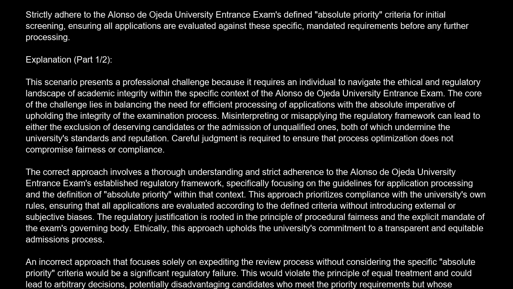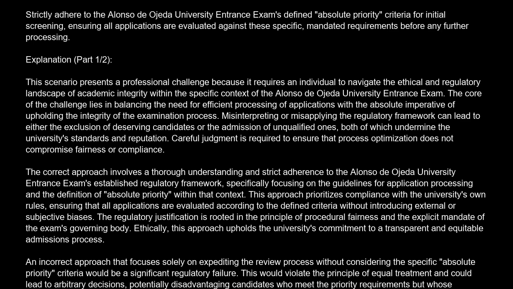This approach prioritizes compliance with the university's own rules, ensuring that all applications are evaluated according to the defined criteria without introducing external or subjective biases. The regulatory justification is rooted in the principle of procedural fairness and the explicit mandate of the exam's governing body. Ethically, this approach upholds the university's commitment to a transparent and equitable admissions process.